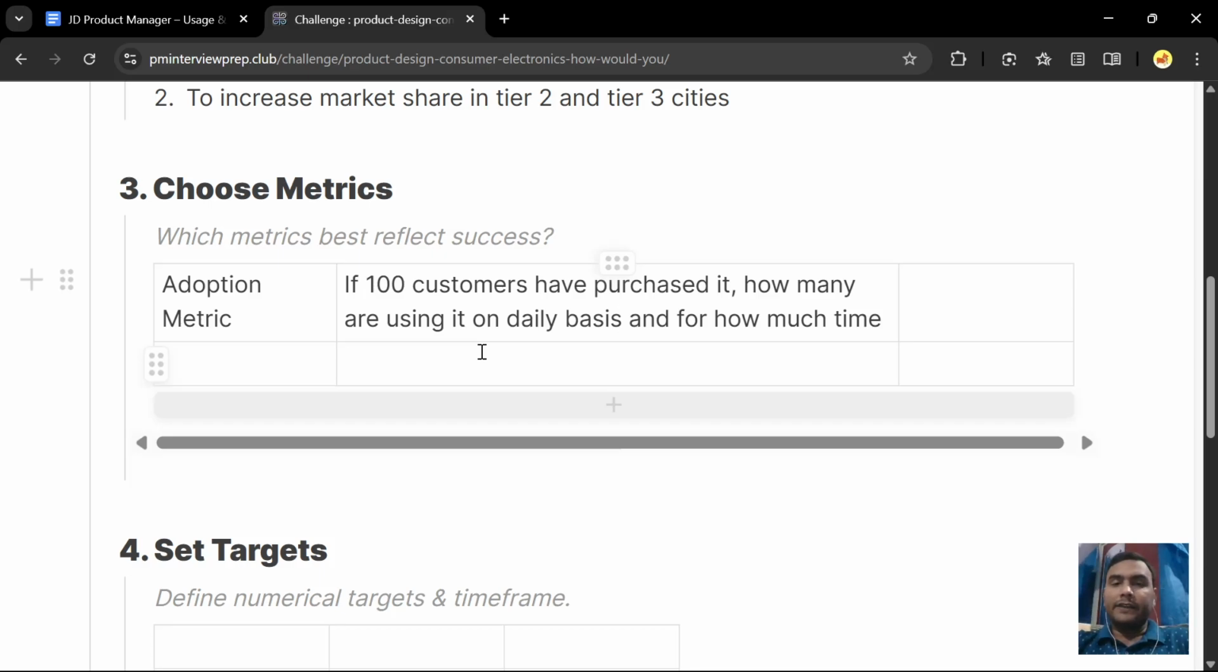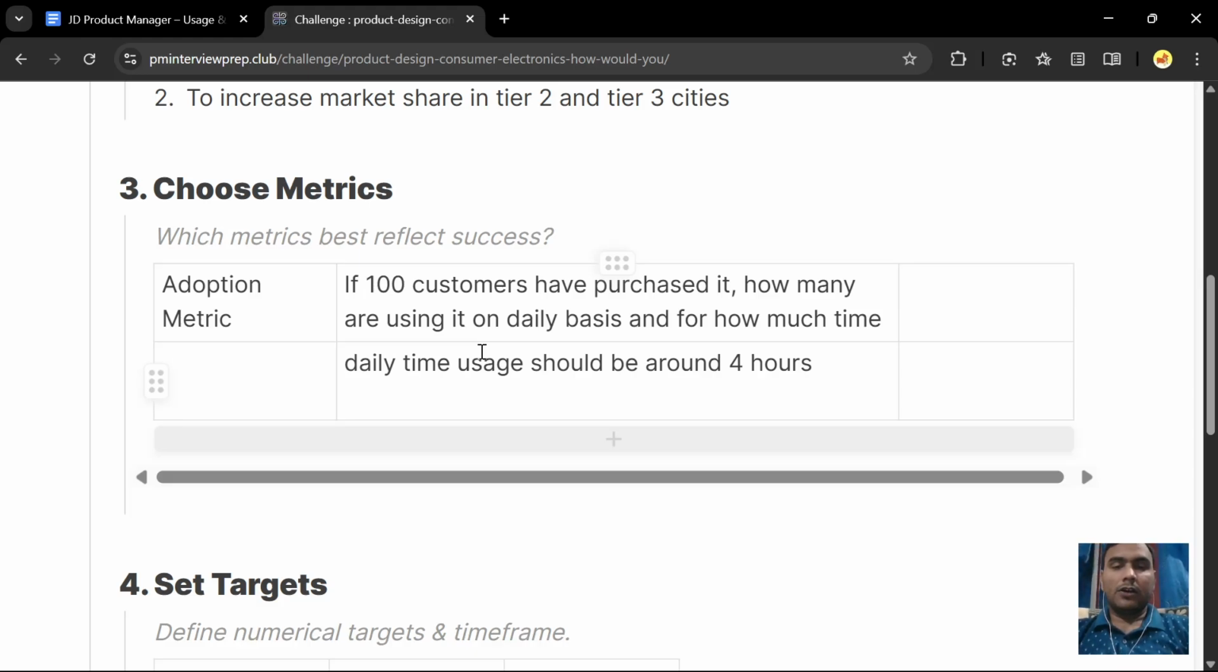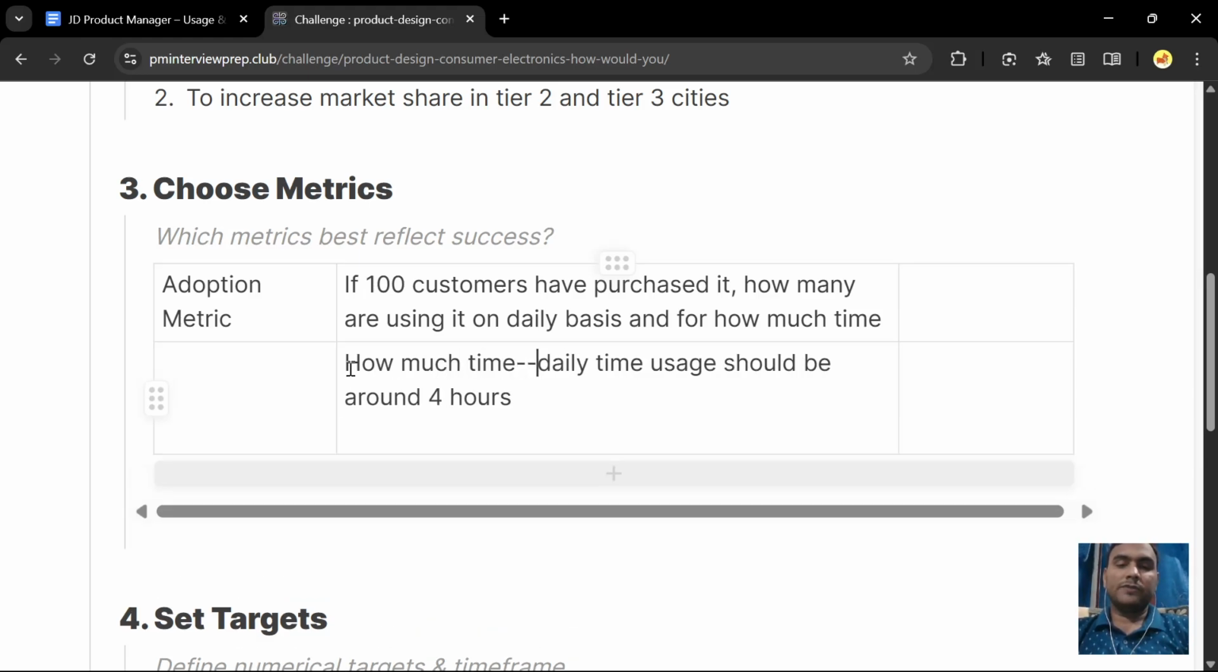So supposing that I give an ideal scenario or ideal metric, this is the particular goal that I need to track. I'm assuming that daily time usage should ideally be around 4 hours. How much time is ideal? It should be 4 hours.